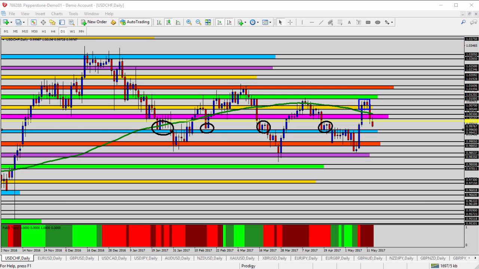So let's get started here on the USD CHF, the dollar franc. We're looking at the daily time frame, some significant levels that we want to pay attention to here on this time frame, specifically the blue shaded area here right down into the mid to low 9900s. Let's take a look at the past few days.